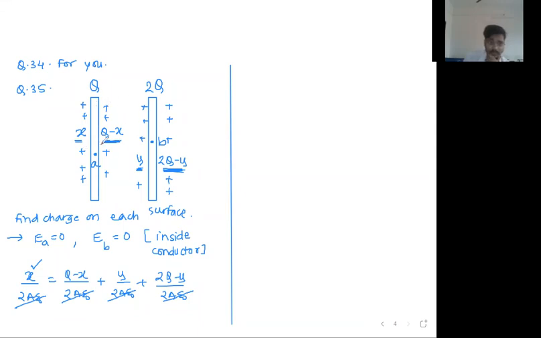If such a question is given to you, charge on the left of A must be equal to total charge on the right of A. बघा इक्वेशन काय होतं, x equals q minus x plus y plus 2q minus y. Okay, sir, this y gets cancelled. Yes, it gets cancelled. What is the answer then?